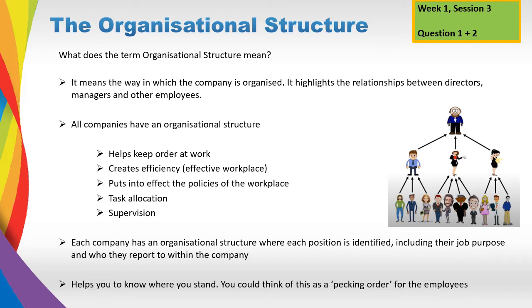An organisational structure helps to put the policies of the workplace into effect, and this is because the director at the top will come up with the policies with the help of some external agencies, and he will pass on the information to the three line managers in the middle of that chart, and then it'll be the line manager's responsibility to feed that information back to their team members who they are responsible for managing.